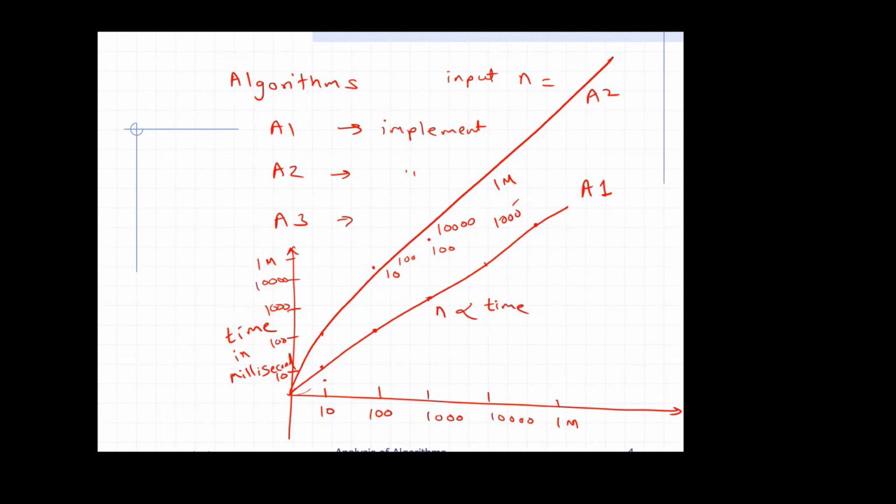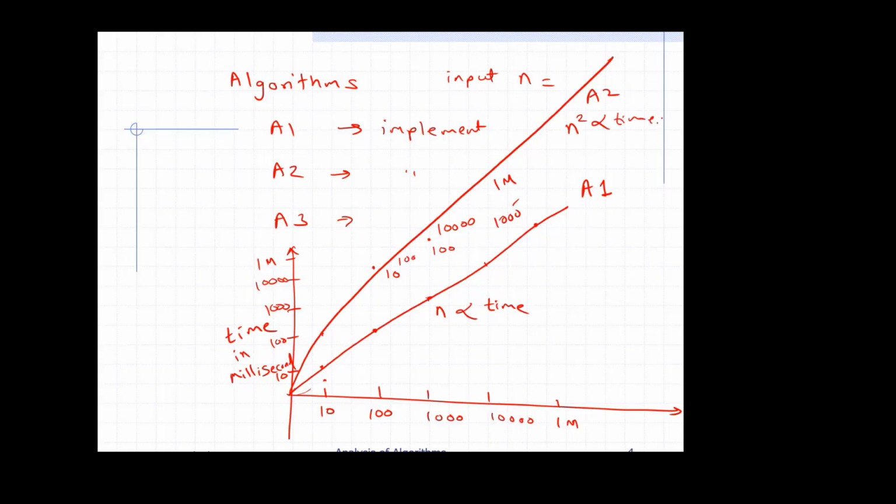Because if my input is 10, I'm taking 100 milliseconds. If my input is 100, I'm taking 10K milliseconds. If my input is 1,000, I'm taking 1 million milliseconds. So it is growing in terms of n square. We can say it is proportional to n square.